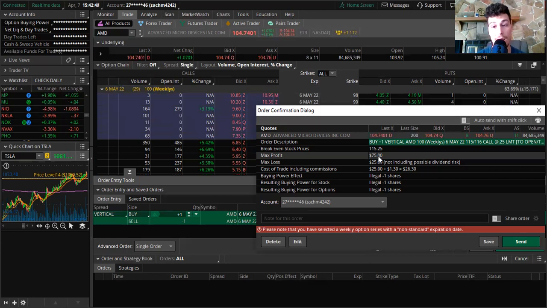It is a lot more risky trading options, but when you think about your risk to reward ratio, it makes a lot more sense to risk $25 for a max profit of $75 than to risk $105 for a max profit of $13, chasing the move to 118.